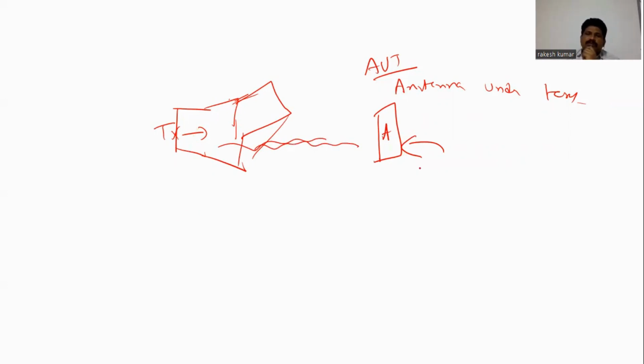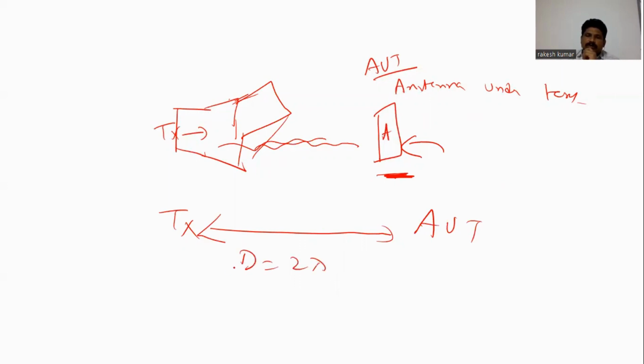The first step: if you want to test any antenna, the minimum separation distance you want to keep between the test antenna and the transmitting antenna is R equal to 2D square by lambda. You should not keep your testing antenna very near to the transmitting antenna. You should keep a minimum separation distance.